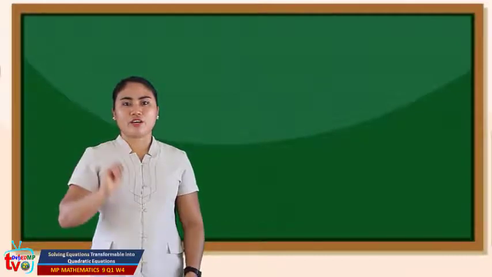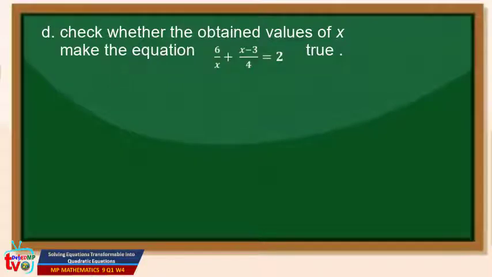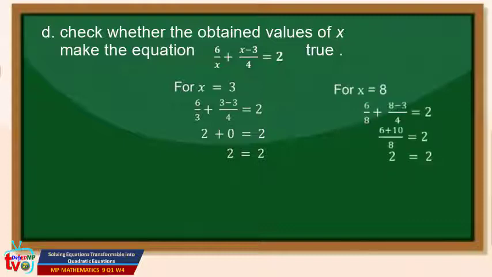Fourth, check whether the obtained values of x make 6 over x plus (x minus 3) over 4 equals 2 true. For x equals 3, 6 over 3 plus (3 minus 3) over 4 equals 2. And 6 over 3 is 2 plus (3 minus 3) over 4 is 0 equals 2. So 2 plus 0 is 2, and 2 equals 2. For x equals 8, 6 over 8 plus (8 minus 3) over 4 equals 2. So (6 plus 10) over 8 equals 2. And 2 equals 2.